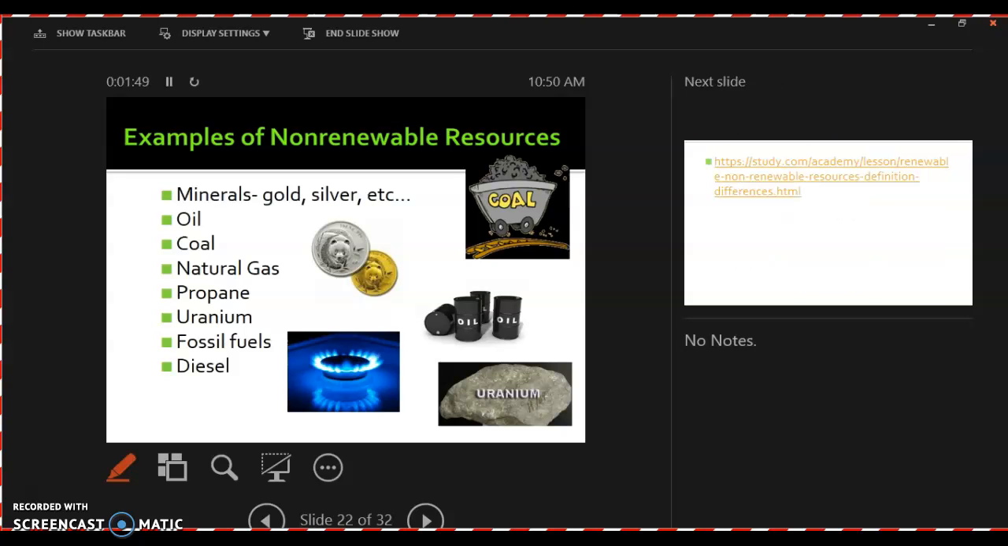You can just write EX, and I don't write the best with these things, so hang tight. You can just write examples, okay, and then you have minerals, such as gold, silver. You have oil, coal, natural gas, propane, and just do fossil fuels and diesel. Uranium is out of your curriculum. But all of these things are not going to be able to be replenished. Once they're gone, they're gone. Okay?